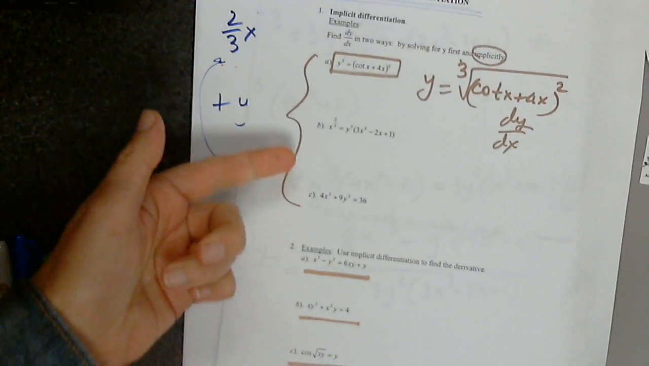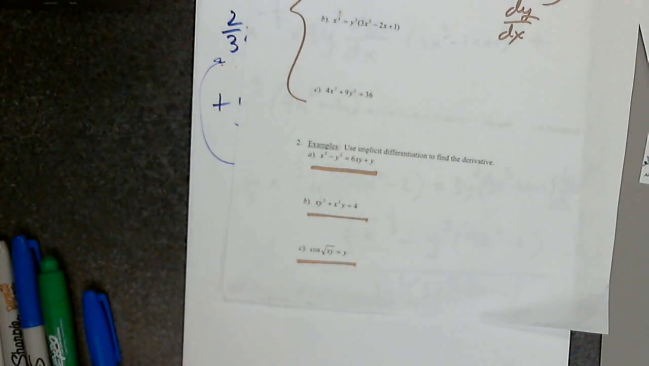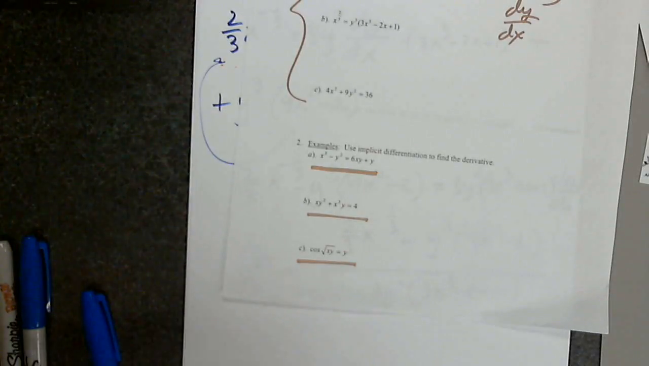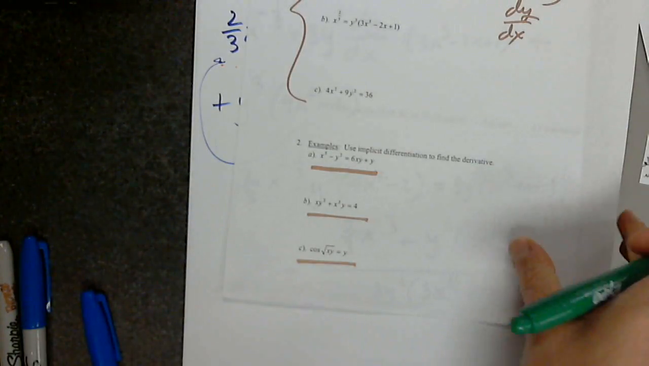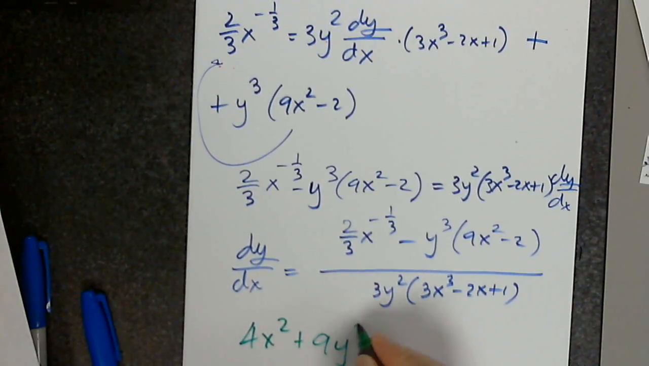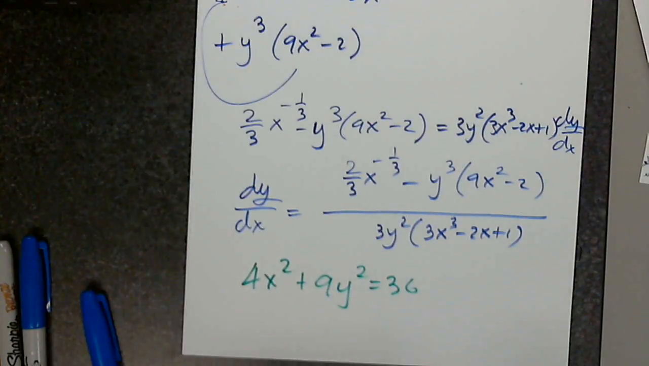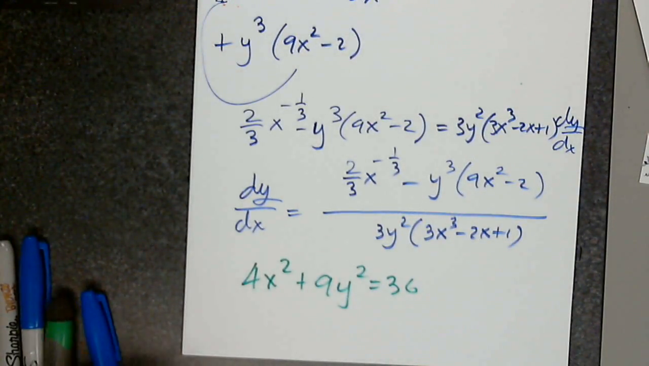Would you like to work on another problem from here, either A or B, or should we move on to this set? We do C. Yes, of course. So we have 4x squared plus 9y squared equals 36. Would you like to use implicit differentiation, or would you like to solve first?